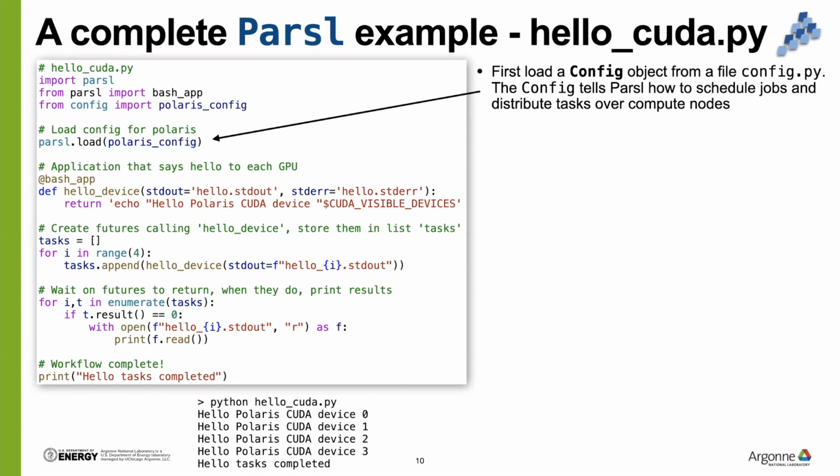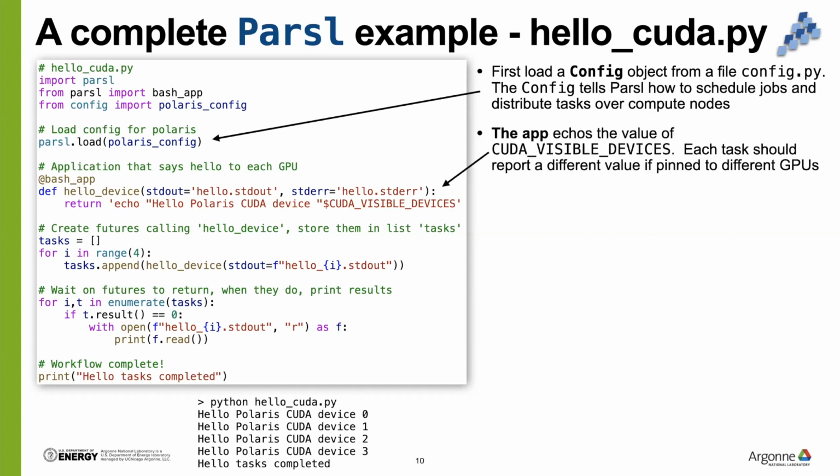But that is done independently of the program, essentially. So once we load that config, Parcel should know how to do those things, communicate with the scheduler and distribute tasks to compute nodes. The second thing is you need to create an app.